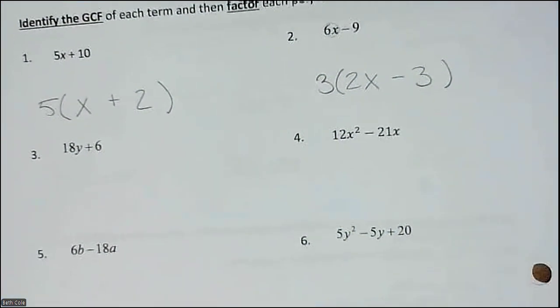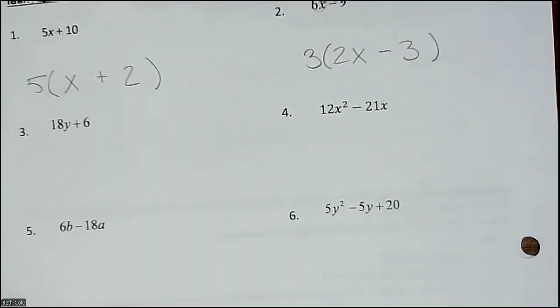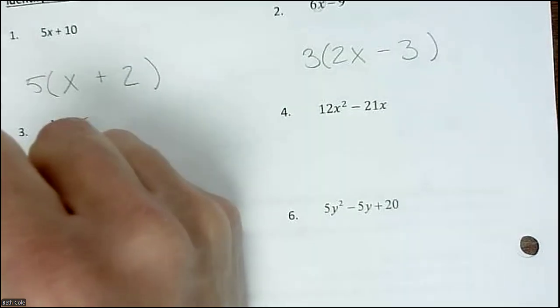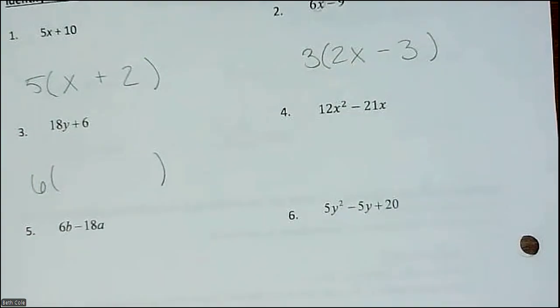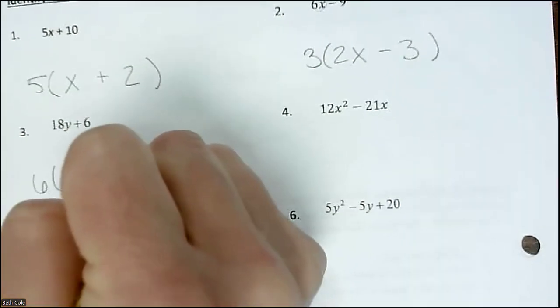Let's do a couple more. I'm going to get to one where you actually have to do variables. All right, 18 and 6. They'll both divide by what? 6. Anything else? Nope. So put 6, put a parenthesis. You're going to divide them both, but you're undistributing a 6. Divide them both by 6. So that'll be 3y.